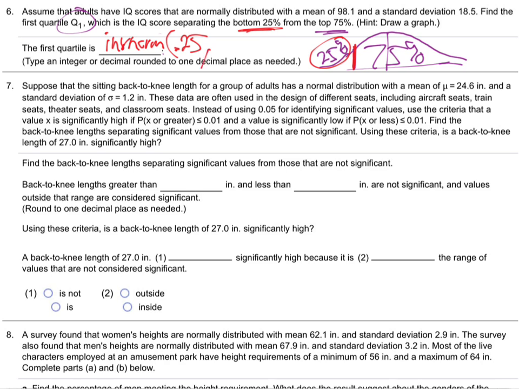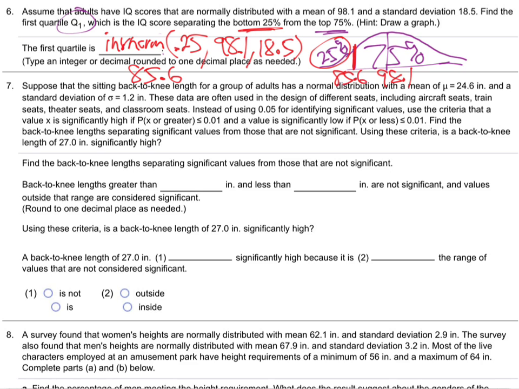Then the mean was what? 98.1. And the standard deviation, 18.5. Hit the button. Somebody got an answer? 85.6. It's always good to see if that's reasonable. So 98.1 was the middle, 85.6 is a little below that. Seems reasonable to me.